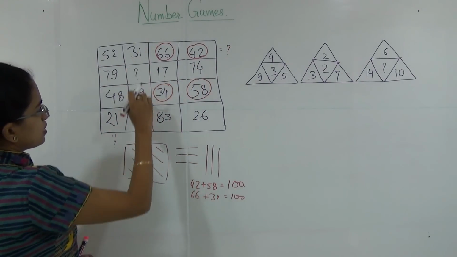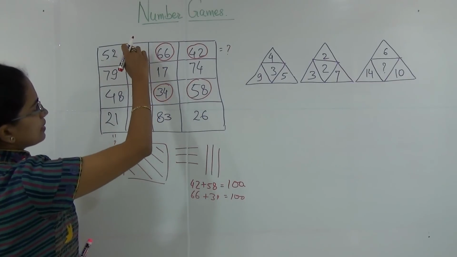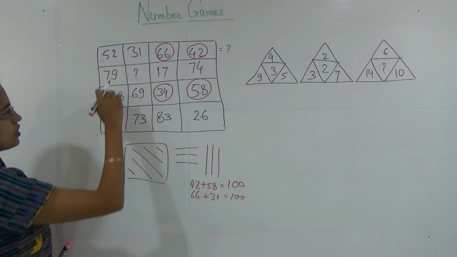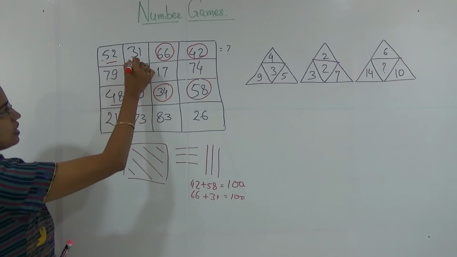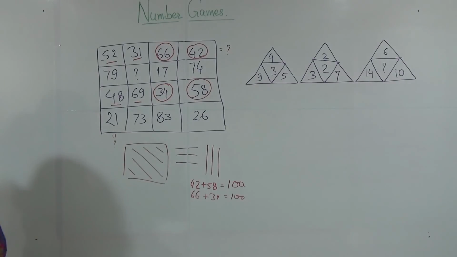So let's try for 31 and 69. Again 1 plus 9 is 0, 1 carried over, so it's 100, and 52 plus 48 is again 100. So for all these numbers we can say the sum is 100.